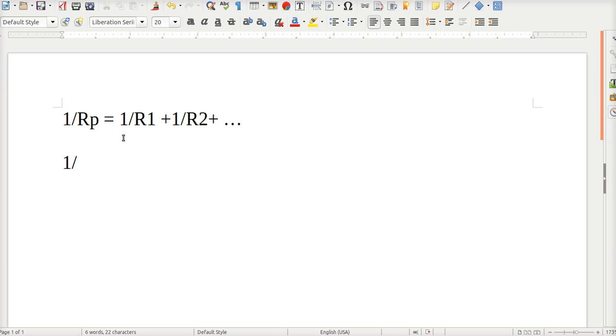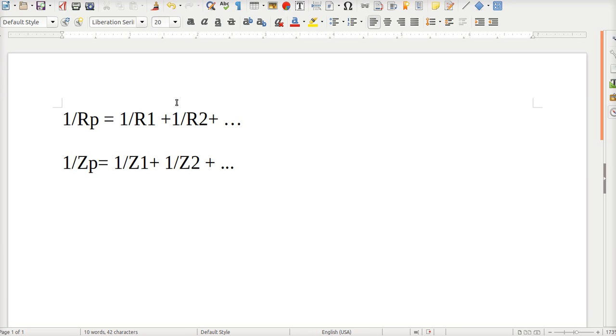So if I have impedances, in other words, I've got capacitive and inductive reactances, I can look at it in terms of the individual impedances. Now, a resistor is also an impedance. An inductive reactance is an impedance. So that'd be Z2, and then we'll just do the plus dot dot dot.